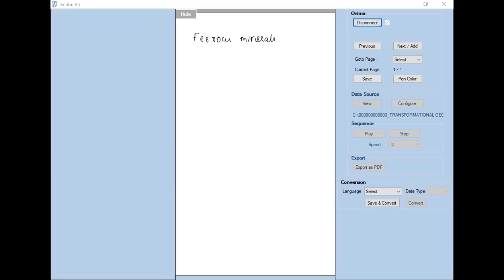Minerals which contain iron, that is called ferrous minerals. India has a large amount of ferrous minerals. For example, we are producing metallic minerals, right? So ferrous minerals are a kind of metallic minerals. In metallic minerals, 3/4 of production is ferrous minerals.